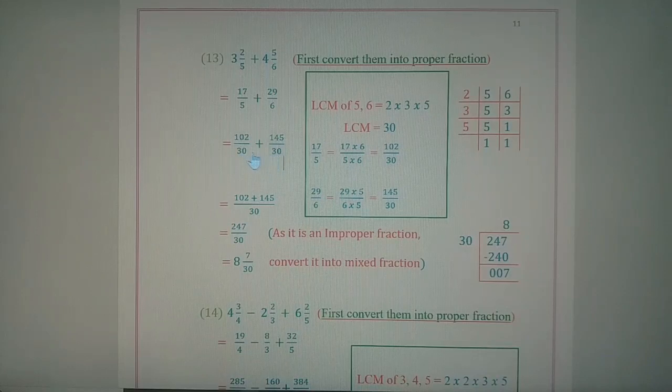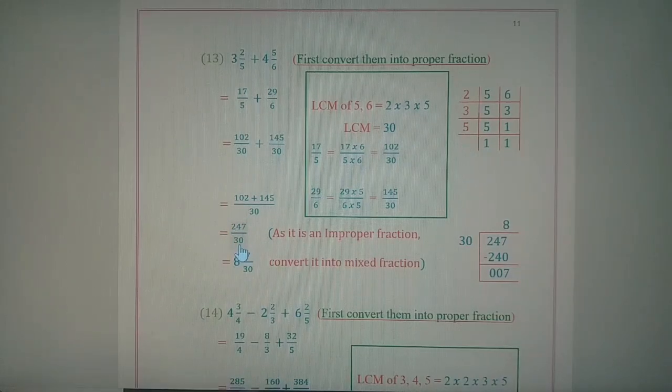Now, since the denominators are same, we will just copy them once. The denominators are never added in a fraction. So both the denominators are 30. Hence, we will copy them once. We will not add the denominator. And the numerators can be added or subtracted. The numerators 102 and 145 should be added. 102 plus 145, the answer is 247. The denominator 30 will remain as it is.